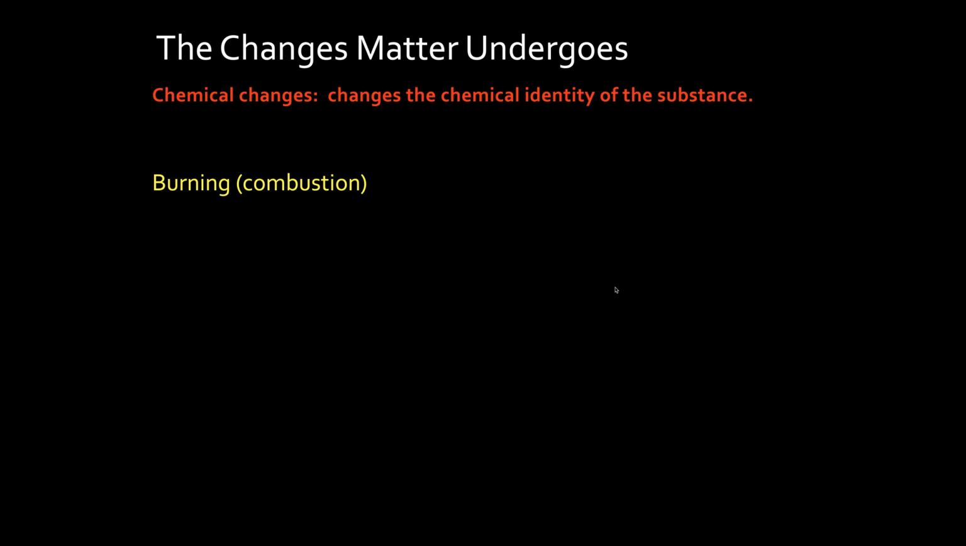So, for example, when you burn gasoline, you take a compound made of carbon and hydrogen and react it with oxygen, and the carbon and the oxygen react together, and the hydrogen and the oxygen react together to make carbon dioxide and water vapor. So you no longer have the same substances that you started with. That makes it a chemical change.